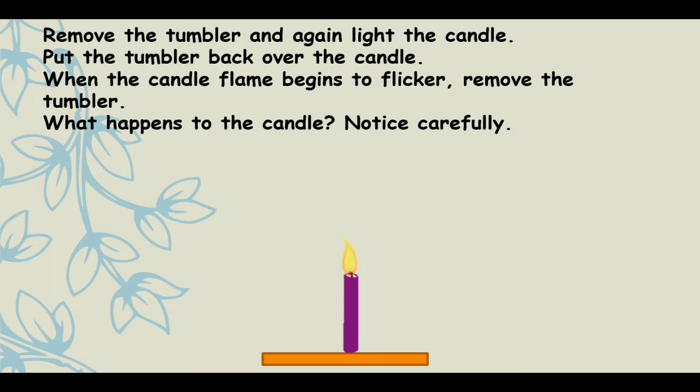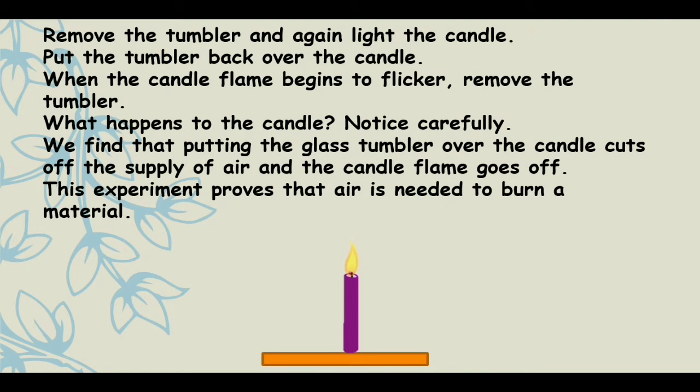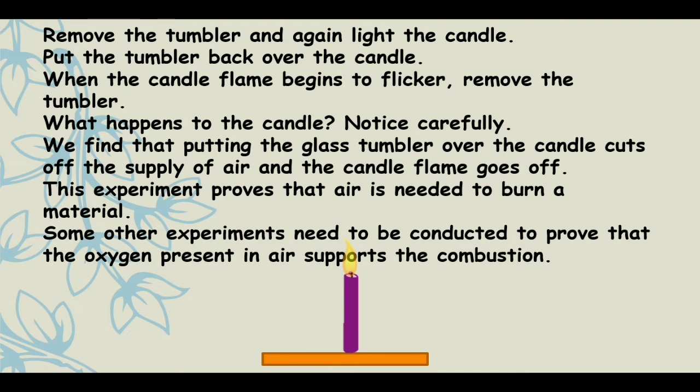So what happens to the candle here? Notice carefully. We find that putting the glass tumbler over the candle cuts off the supply of air and the candle flame goes off. This experiment proves that air is needed to burn a material. Some other experiments need to be conducted to prove that oxygen present in the air supports combustion. Let us go on.